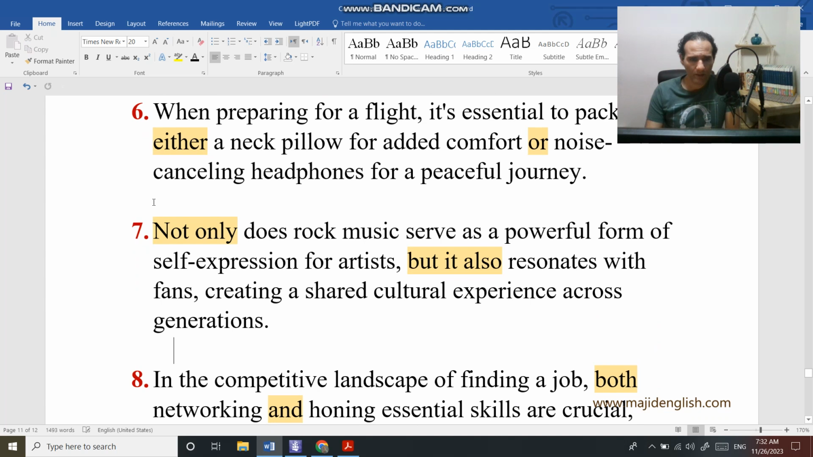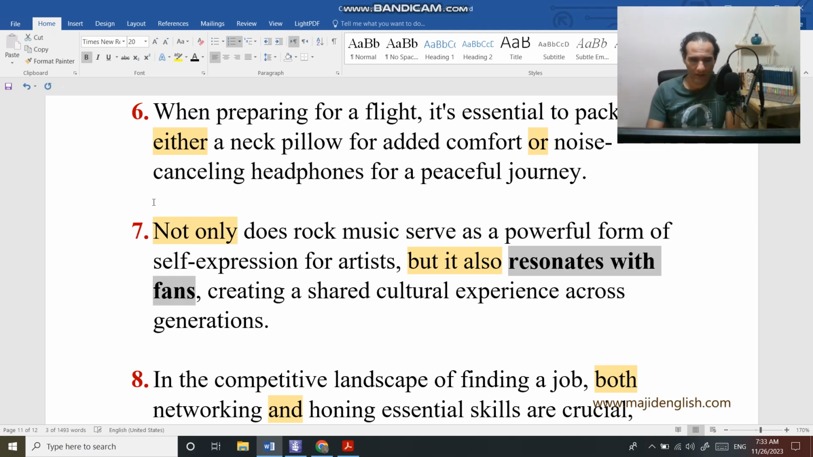Number 7: Not only does rock music serve as a powerful form of self-expression for artists, but it also resonates with fans, creating a shared cultural experience across generations. Beautiful. It serves as a powerful form of self-expression. It functions that way. But also it resonates with fans. It makes a connection with fans, creating a shared cultural experience across a generation.